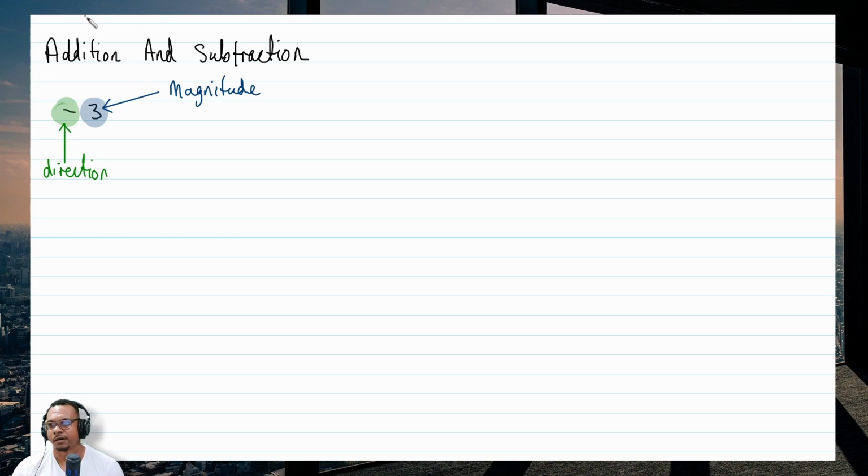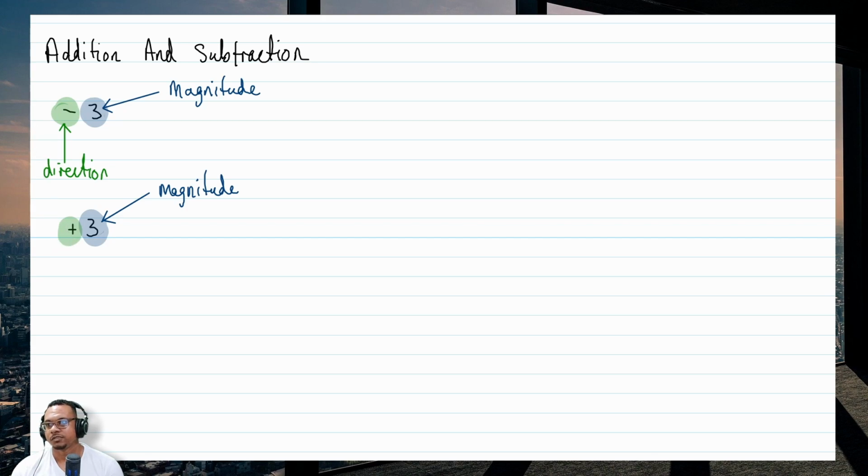Let me do the same thing for positive 3. I mean, that's simple enough. Positive 3, a plus sign in front of it. It's the same thing. This is the magnitude, and the plus sign is the direction.